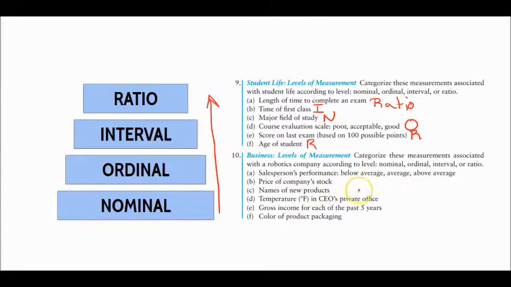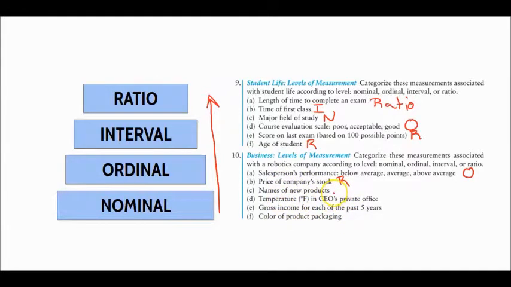All right, so let's go through the answers real quick. So salesperson performance, below average, average, and above. Just like when we talked about poor, acceptable, and good for D up here, it's going to be the same thing. So this is also going to be ordinal because I can't put an actual number to it, but I can order these things from best to worst, right? So price of company stock. Okay, now that one should be pretty obvious. Price, anytime we deal with money, we can ultimately find a ratio between the values. So price of company stock is going to be a ratio.